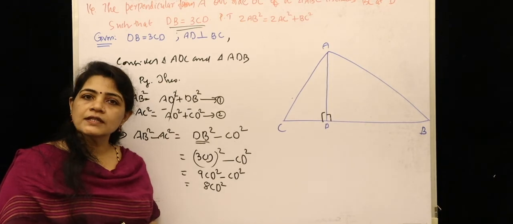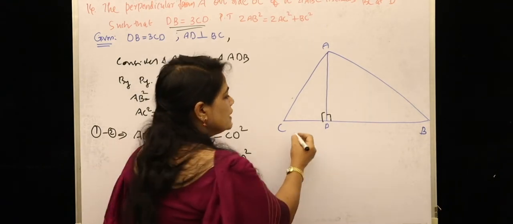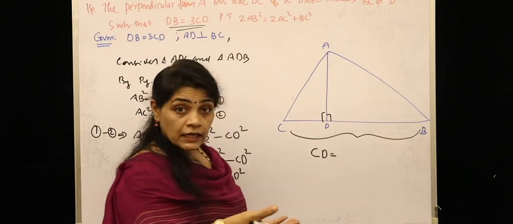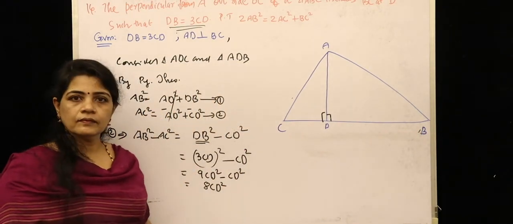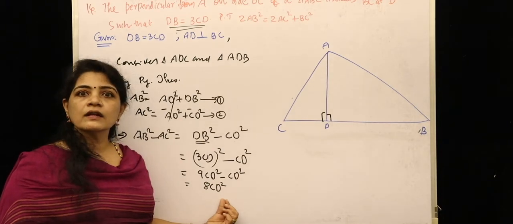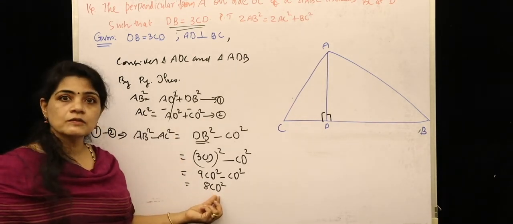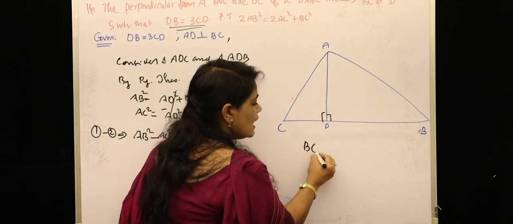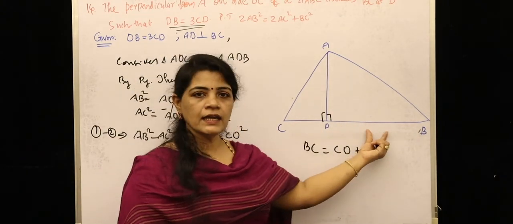So next we need the substitution for CD, because CD is not needed. From this figure, children, what is CD in terms of BC? Now we have 8CD square in RHS, but we should get the answer in terms of BC because AB and AC are here. So how can the CD be substituted in terms of BC? Look into this side BC. Can you write this BC as a sum of CD plus BD? CD plus BD is the whole side BC.